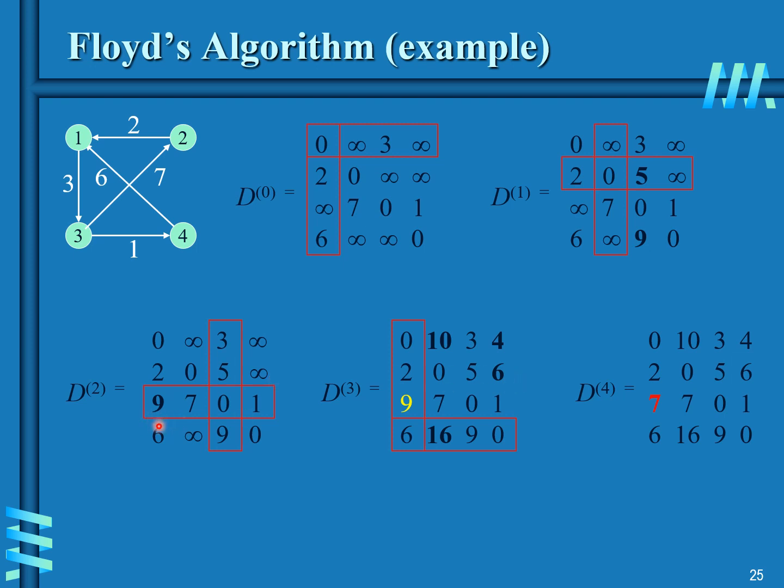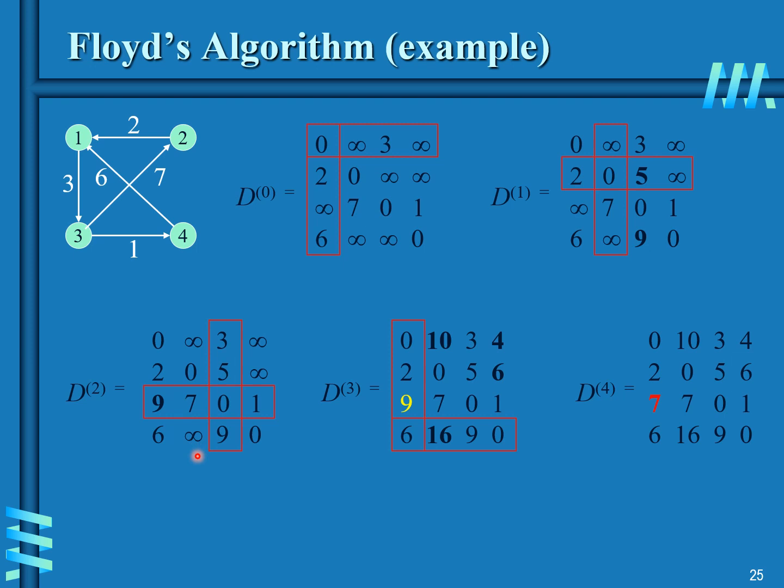Then again when you come over here, 9 you cannot change. 7, 0, 1 as such because it's a box value. When you come over here for 6, here the box value is 9. Here the box value is also 9. 9 plus 9 is 18. When you compare with the previous value, that is less. So 6 is retained as such.